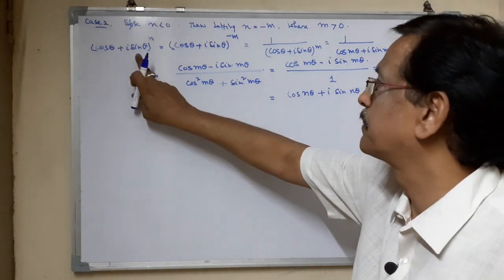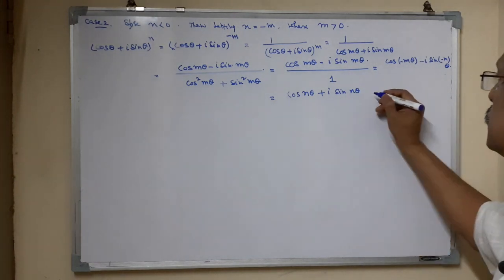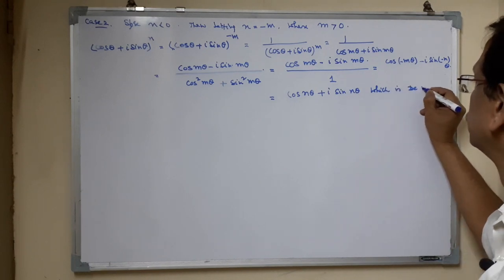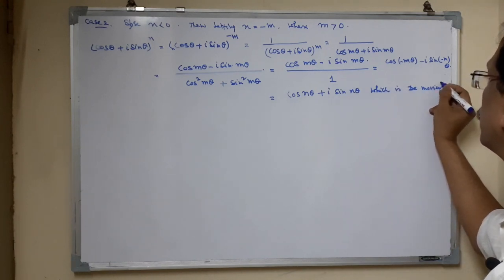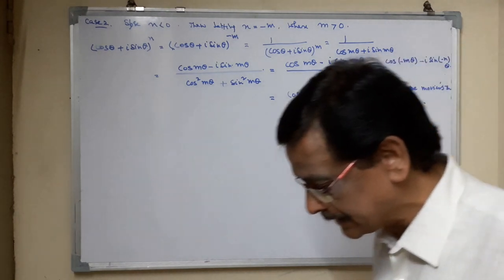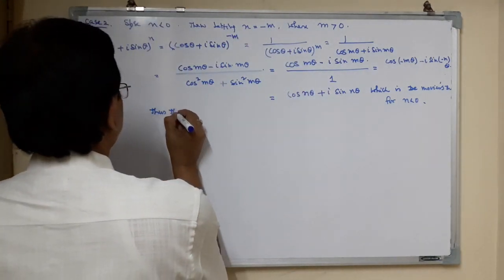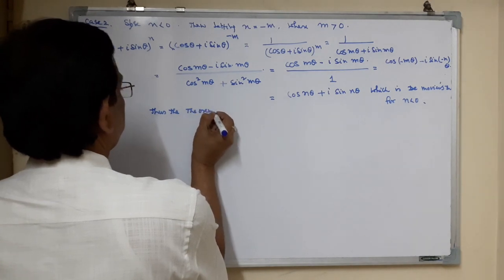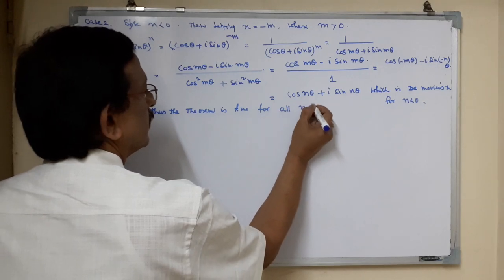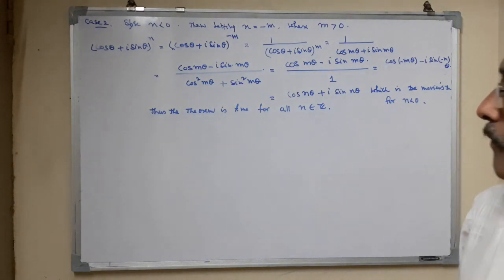Look at this, cos theta plus i sine theta whole power n is cos n theta plus i sine n theta, which is De Moivre's theorem for n negative. Thus, the theorem is true for all n belonging to Z, the set of integers.